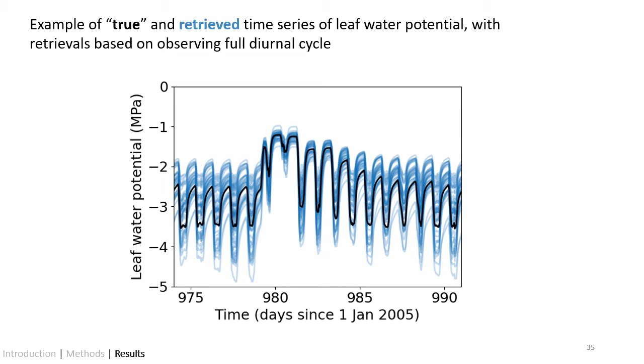Here's an example of the synthetic truth scenarios: simulation of leaf water potential in black, and the leaf water potential simulated based on parameters retrieved from observing at all times of day, as shown in blue. And there's a distribution over those parameters because we're using Bayesian techniques to retrieve the parameters. That's why you see many different blue lines. So we get a spread that describes the uncertainty.